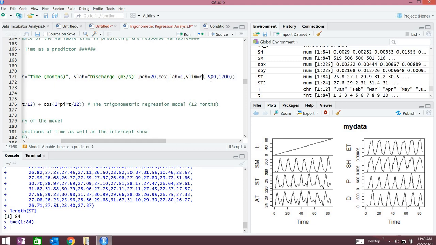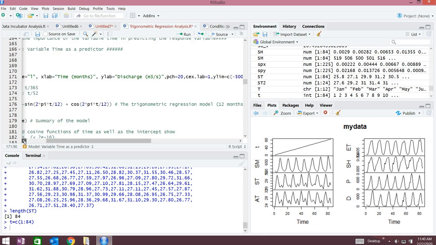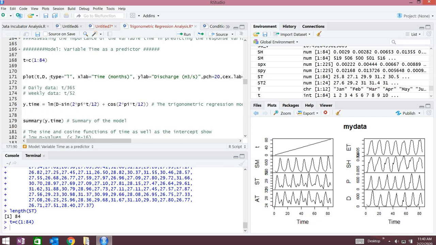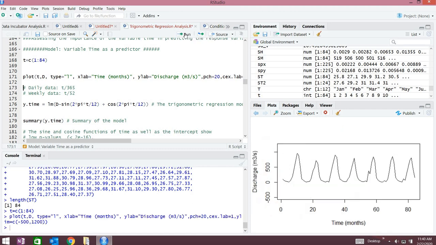Yep, below 0, they go below 0. There are some negatives here. So let me run it. So time in months on the X label, discharge on the Y label in cubic meter per second. So this is the observed discharge. And now we have y.time.